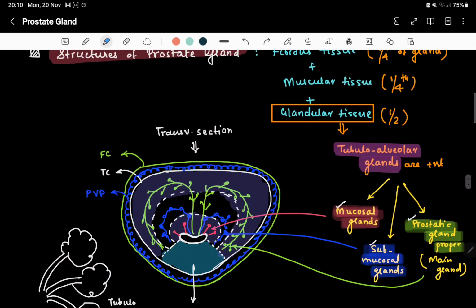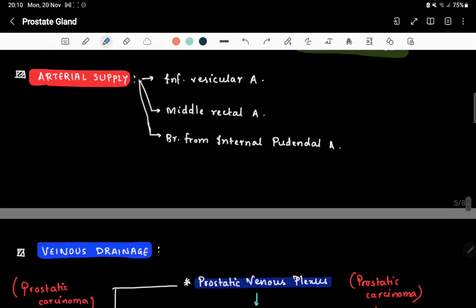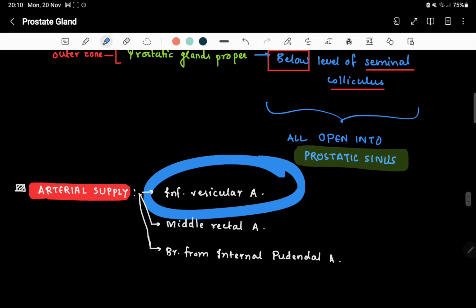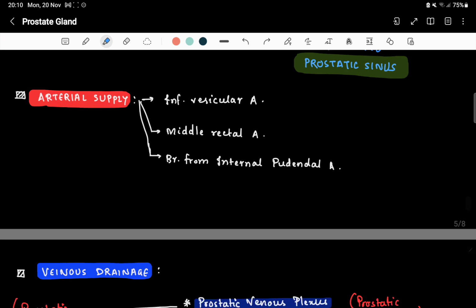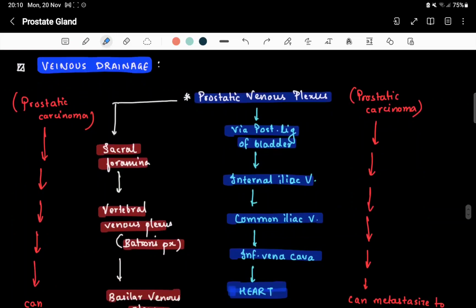Okay, understood? So this is the thing. The arterial supply is by the inferior vesicular artery, middle rectal artery, and a branch from the internal pudendal artery also. Inferior vesicular, middle rectal, and internal pudendal. Then the venous drainage is the prostatic venous plexus, the main part.